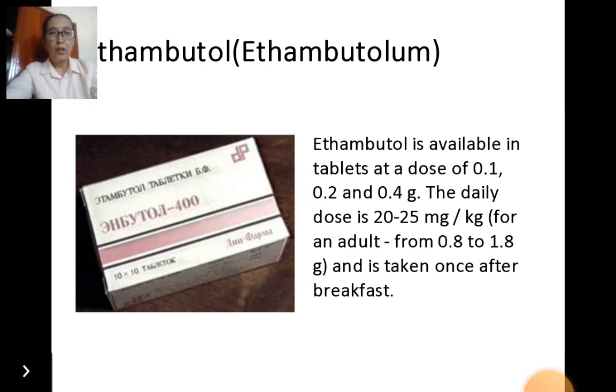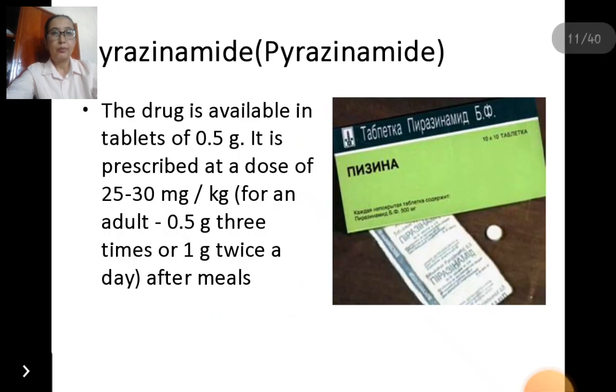Ethambutol. Ethambutol is available in tablets at a dose of 0.1, 0.2 and 0.4 gram. The daily dose is 20 to 25 milligram per kilogram for an adult, from 0.8 to 1.8 gram, and it's taken once after breakfast. Pyrazinamide. The drug is available in tablets of 0.5 gram. It is prescribed at a dose of 25 or 30 milligram per kilogram for an adult, 0.5 gram 3 times or 1 gram twice a day after meals.